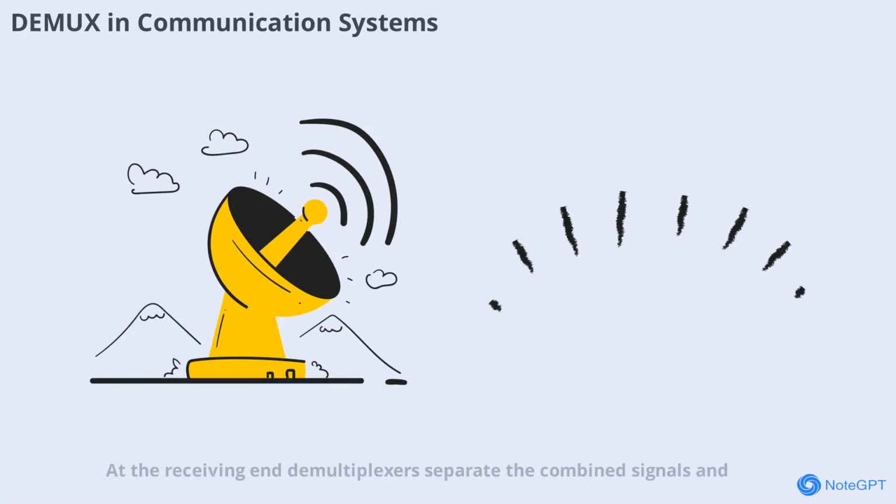At the receiving end, demultiplexers separate the combined signals and send them to their respective destinations. This process is crucial in ensuring that each user or device receives the correct information. Without DEMUX, it would be impossible to efficiently distribute data from a shared channel to multiple endpoints.